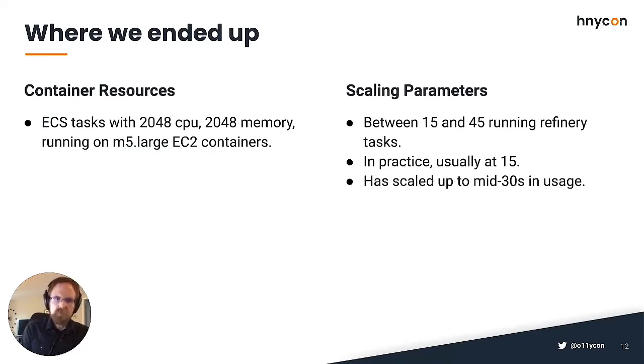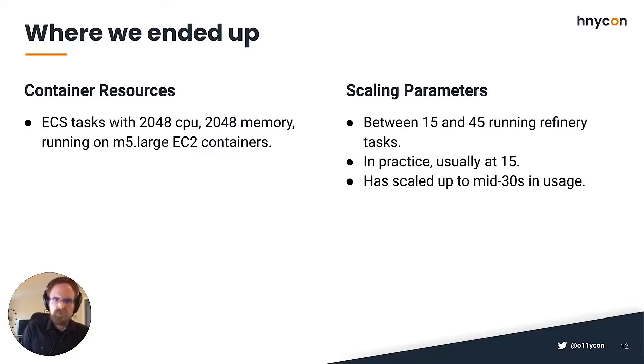So we run ECS tasks. Our entire infrastructure for most of our applications is based on these. We gave them 2048 CPU allocation, 2048 memory allocation, and they run on M5 large EC2 containers. And if you're not familiar with ECS, this is, I believe, half of the CPU resources of that M5 large and a good deal less than the total memory of it. There's probably room to tune this. We've been happy enough with these settings to just leave them alone.